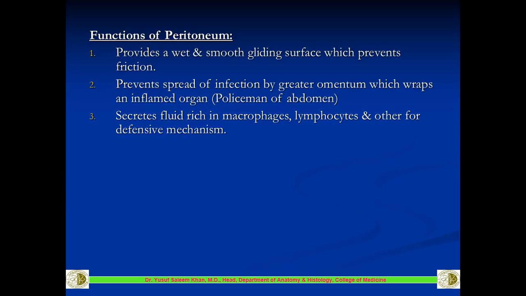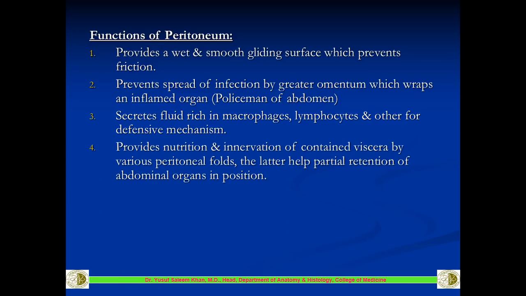The third function is that it secretes fluid rich in macrophages. As I said, macrophages as well as lymphocytes and other forms of defensive mechanism will be present within the peritoneum. So it has the capacity to secrete fluid which is rich in macrophages, lymphocytes and other defensive mechanisms. So that's why this acts as the policeman of the abdomen.